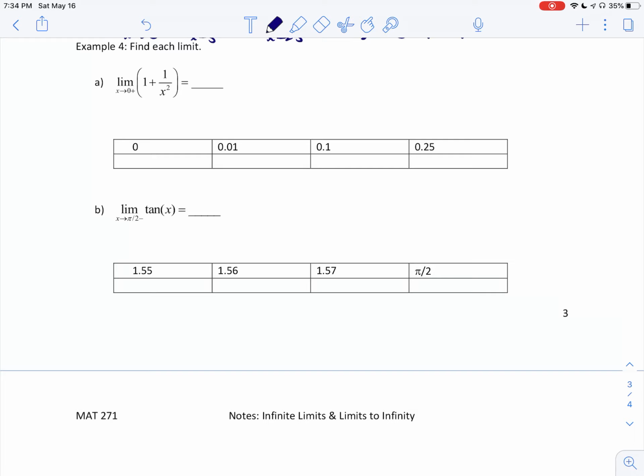All right, so this time, this is a little bit different. I'm actually going to go ahead and just start by making my table right from the get-go here. So we're looking at approaching 0 from the right-hand side. So I went ahead and picked a few values to the right of 0, and I'm just going to go ahead and plug them into my function. So if we plug in 0.01, we get 10,001, and then we get 101 and 17. So we can clearly see by looking at this, as x approaches 0 from the right-hand side, our y values are starting to approach positive infinity.